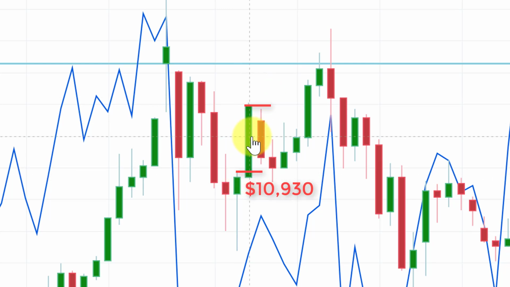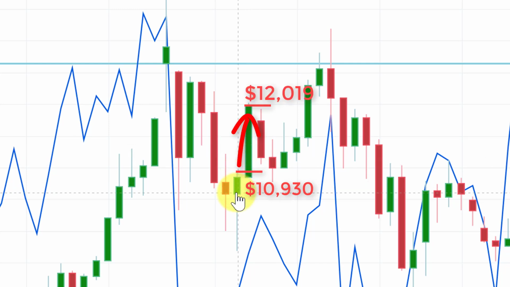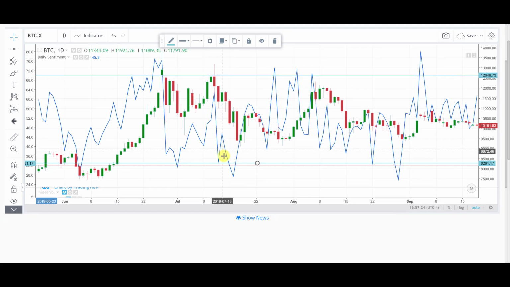Very next day it went all the way up to 12,019. So from 10,929 to 12,019, that's over a $1,000 move. So that's how I would play this. And again, every time you got a low reading like that, you could do that.